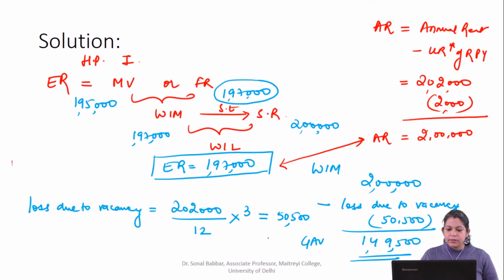How do we compute this loss? We take the annual rent, which is divided by 12 to get a month's rent, and the property was vacant for 3 months, therefore it has been multiplied by 3. And the amount that comes for the loss due to vacancy is 50,500. So the difference gives us the GAV.